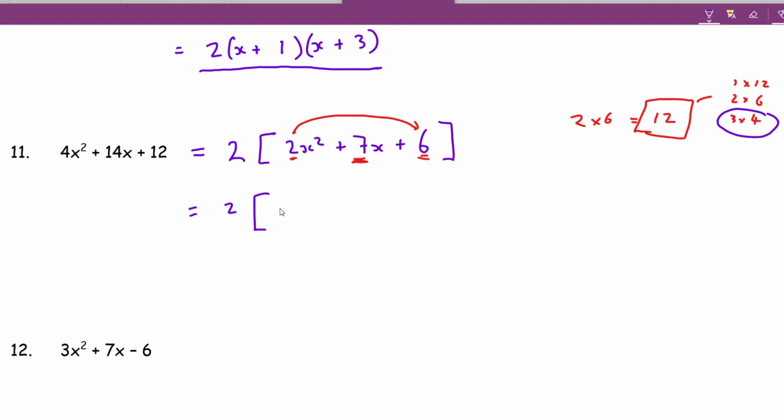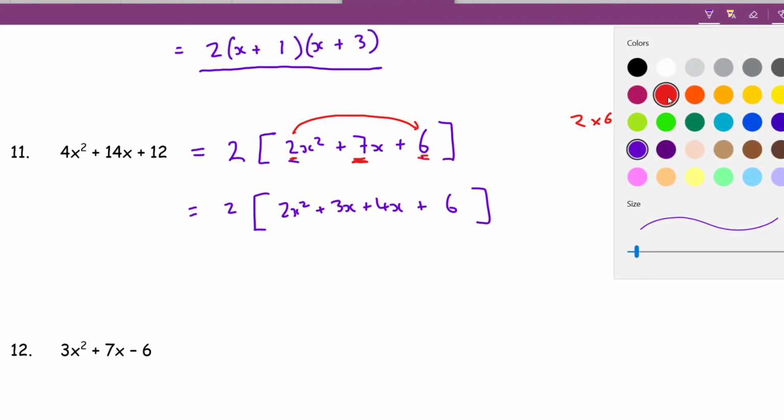Okay, so I'm going to get 2x squared plus 3x plus 4x plus 6. So what I've done is those two terms remain the same on the ends, and in the middle, once I multiplied 2 times 6 and got 12, I replaced the middle by two numbers which will times together to get that 12 and add together to make the 7, which is 3 and 4. And it's all positive.